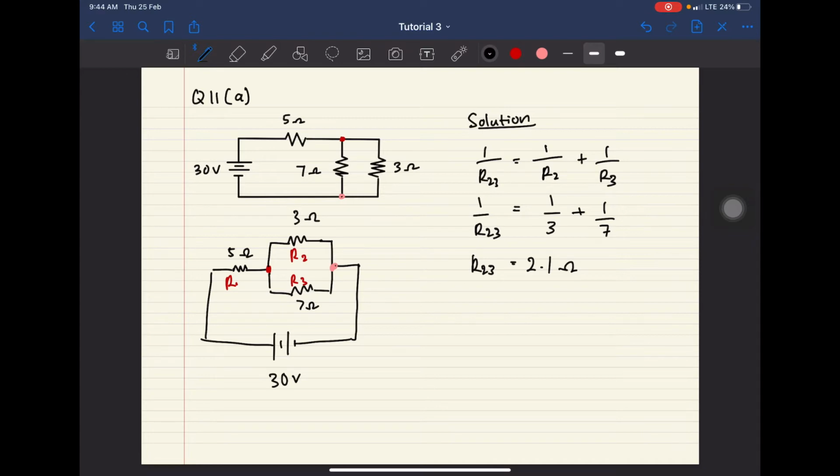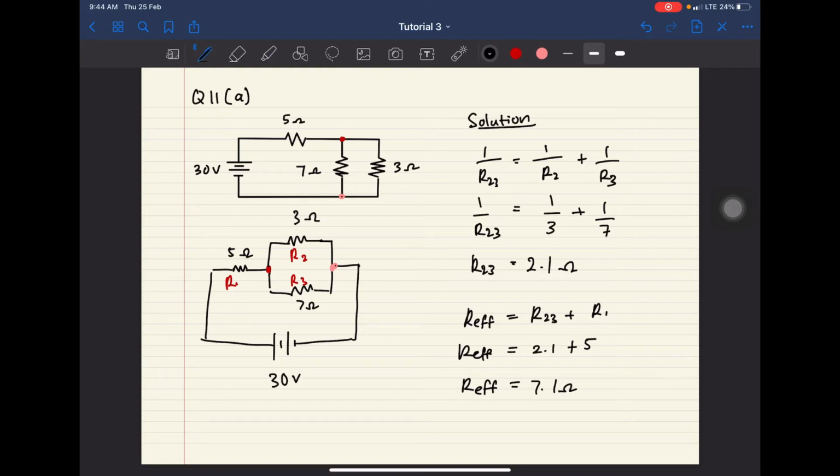And now R effective, which is basically R23 plus with R1, because that one is just in series, so I can solve that one straight away. 2.1 plus 5, which is 7.1 ohm. So this is the value of R effective for question number 11A.